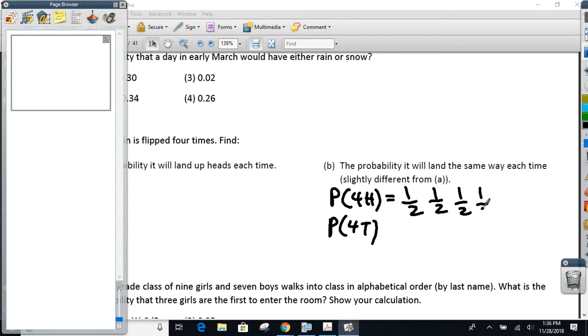1/2 and 1/2. And how many times are we flipping the coin? More than 2. 2 or more, right? So do I add them or multiply them? Multiply when it's 2 or more times? Yep. And then guess what it's going to be for 4 tails? Same thing.